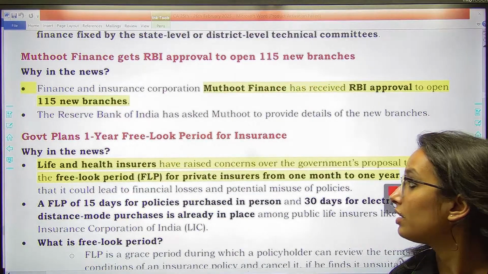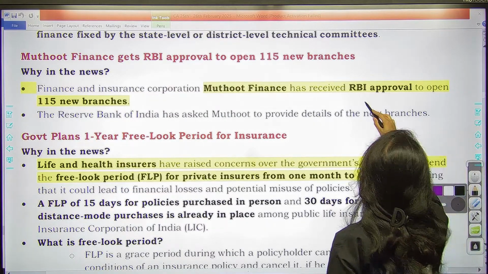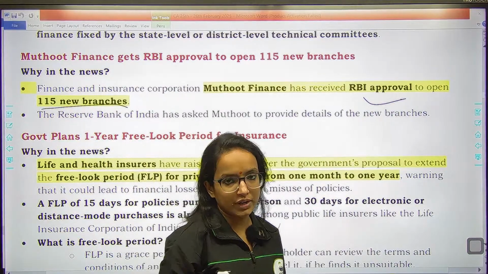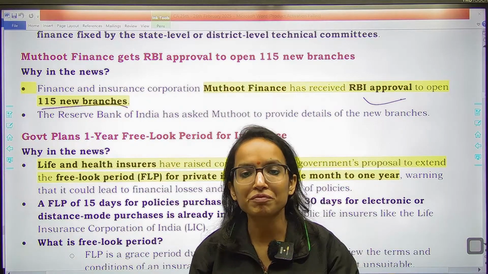Next is Finance and Insurance Corporation Muthoot Finance recently has received RBI approval to open up 115 new branches. So remember, Muthoot Finance has recently got this approval from RBI to set up 115 new branches.